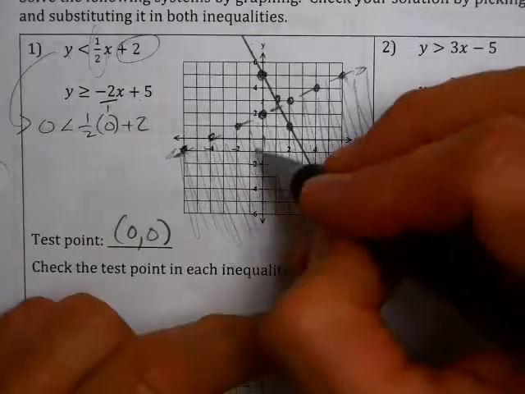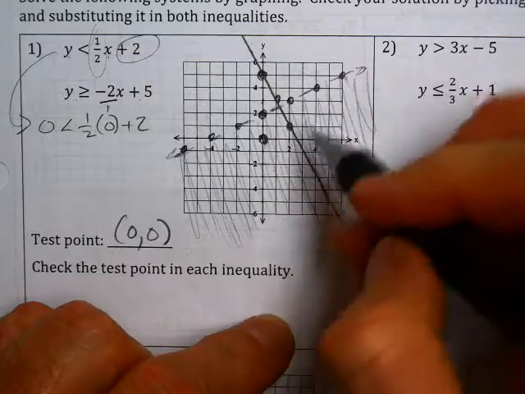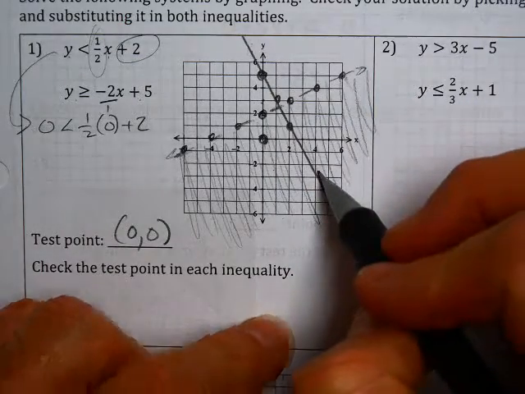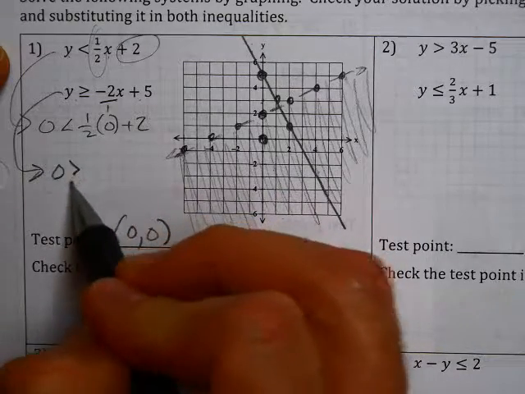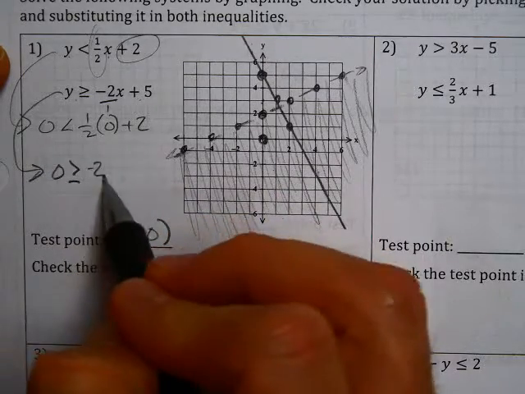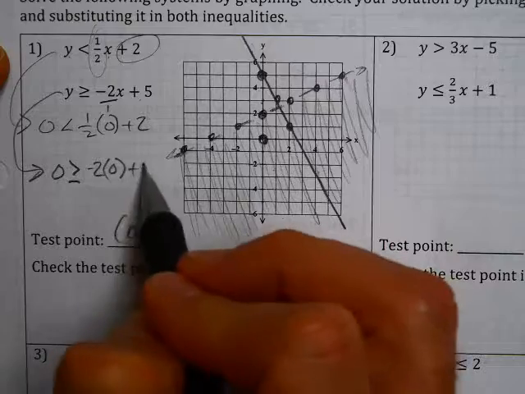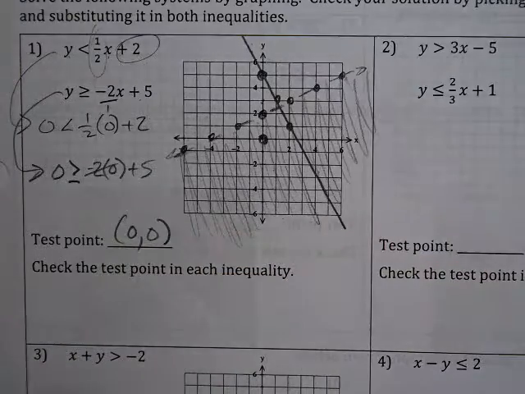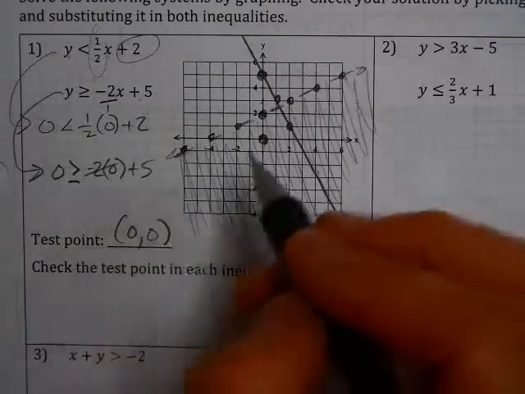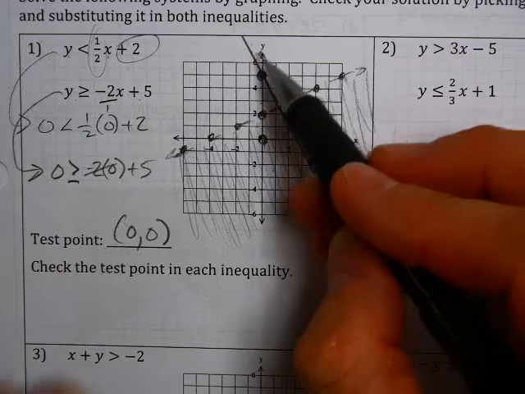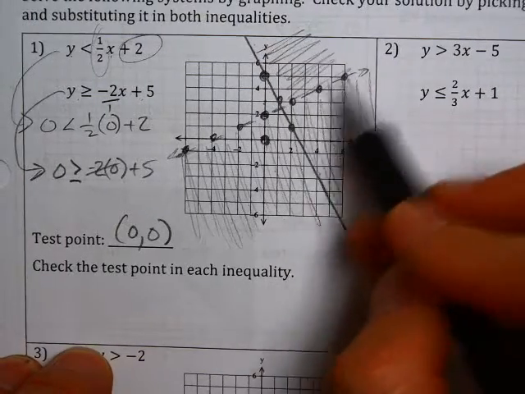Okay, so I'm going to pick 0, 0 again as my test point because it's not on this new line. And I'm going to plug that in here. So I'm going to say, is 0 greater than or equal to -2 times 0 plus 5, which cancels that. Is 0 greater than or equal to 5? No, that's false. So if it's false here, I'm going to have to shade on this side of the line.